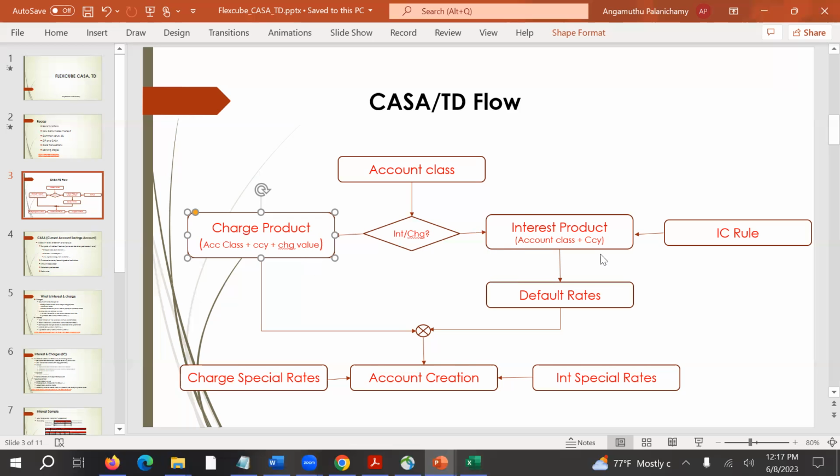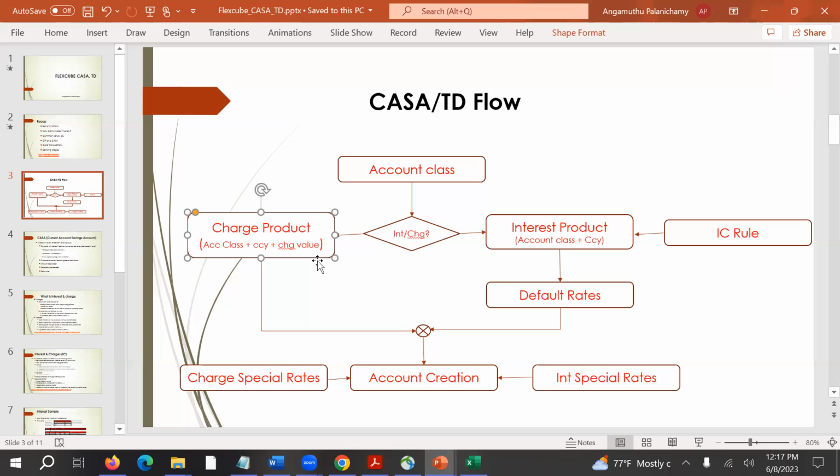So the interest product has more flexibility than the charge product, meaning the interest product has an effective rate based on an effective date. From next month, I want to put a different rate, and from next year, a different rate. This is possible. But in the charge product, I don't have an effective date. The moment I change it, from that time onwards, it is effective.